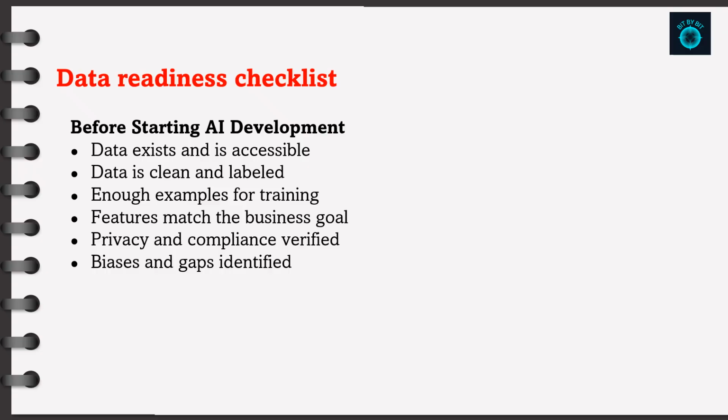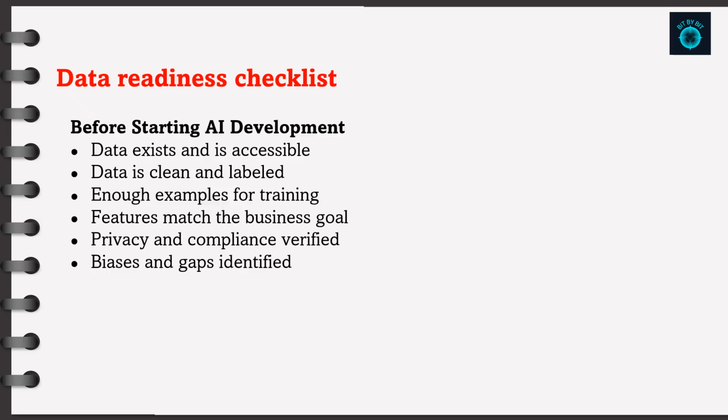First, check that the data exists and is easily accessible. If your data is locked in PDFs, emails, or outdated systems, it may take more effort just to extract it than to train your model. Second, your data should be clean and well labeled. Missing values, duplicate records, or inconsistent formats can confuse the AI model. For supervised learning, you also need correct labels, like spam or not spam, to guide training.